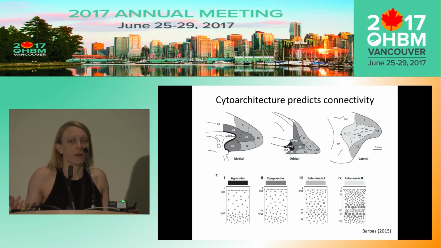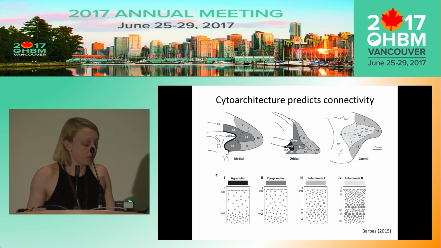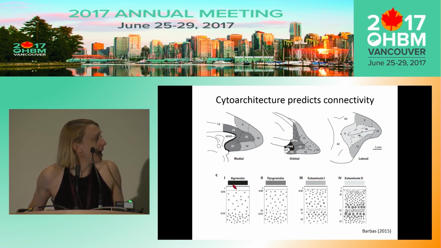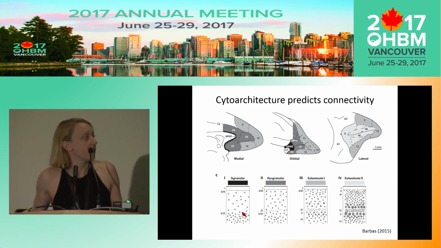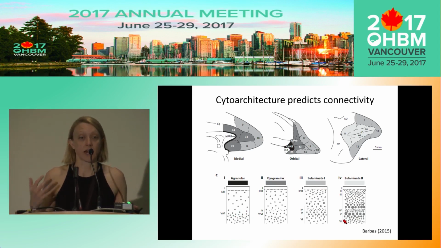There's some beautiful work from Helen Barbas's group showing that cytoarchitecture predicts connectivity really strongly. So what she did was she divided up the brain into these different types of tissue, going from agranular to dysgranular to these two types of eulaminate cortex. So the darker colors, as you can see, have way less differentiation, they have way fewer connections, and the lighter areas here have much more of that laminar, granular type structure that I was talking about before.